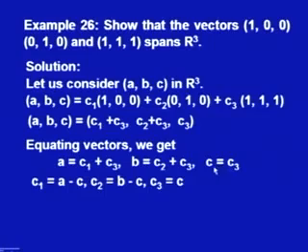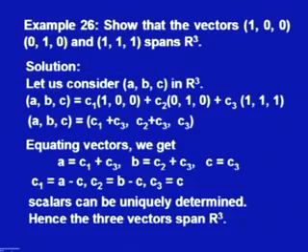So c3 can easily be seen to be c, and once you get the value of c3 as c, c2 can be calculated as b minus c, and from the first equation, if you put the value of c3 as c, then c1 comes out to be a minus c. So for given values a, b, c, one can uniquely determine the scalars c1 as a minus c, c2 as b minus c, c3 as c. Thus we can say that these three vectors (1, 0, 0), (0, 1, 0) and (1, 1, 1) span the vector space R3.